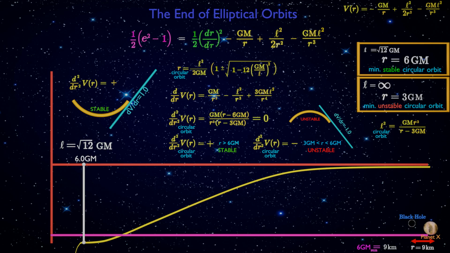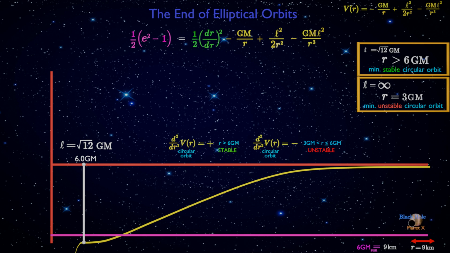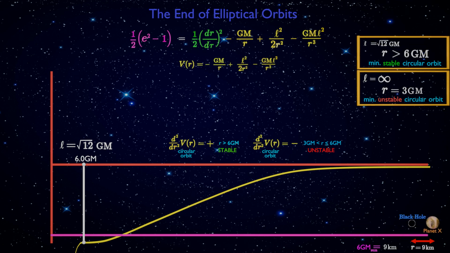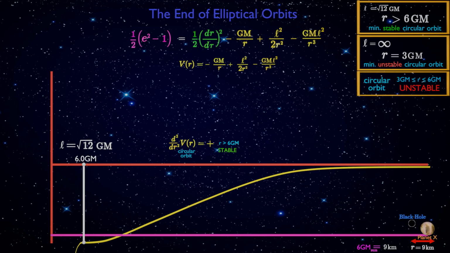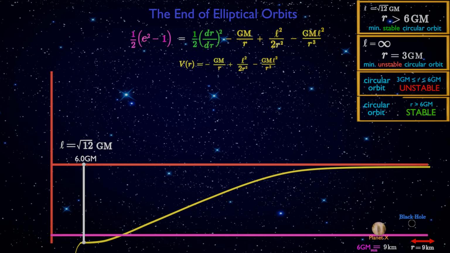So this case behaves in an unstable way, although it is often called marginally stable or neutrally stable. Therefore, the smallest possible stable circular orbit occurs at r just slightly greater than 6 GM. It is interesting to note that any circular orbit between 3 and 6 GM inclusive is unstable, and any circular orbit greater than 6 GM is stable.